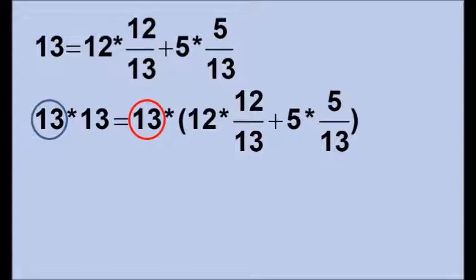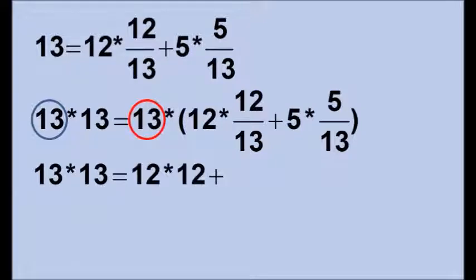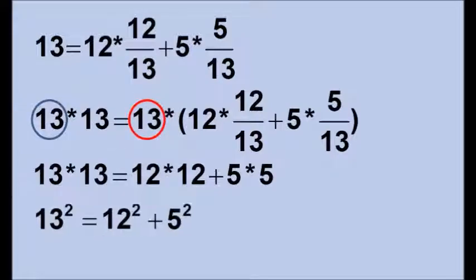Distributing the red circled 13 to the first term, the multiplication and division by 13 cancel out, and we're left with 12 times 12. Similarly, distributing the same circled 13 to the second and final term, we get 5 times 5. Think about what I did here a bit if you need to. Of course, this new equation can now be written more compactly as 13 squared equals 12 squared plus 5 squared.